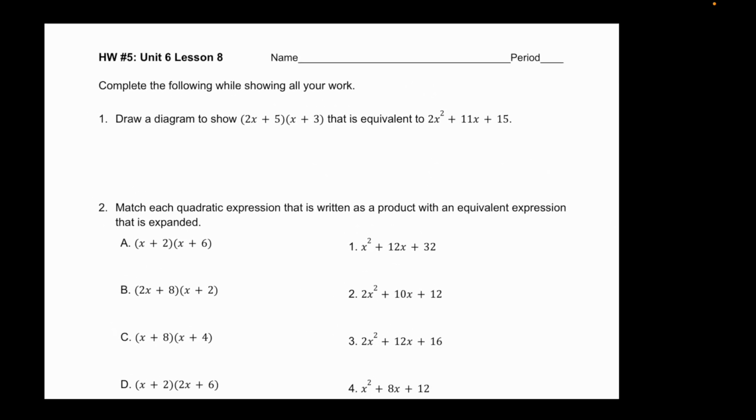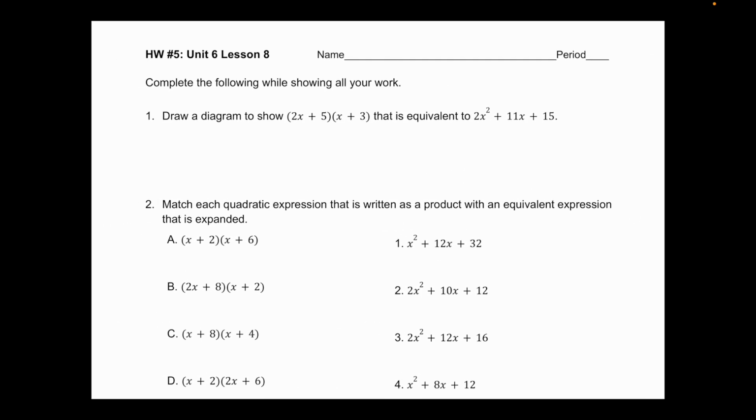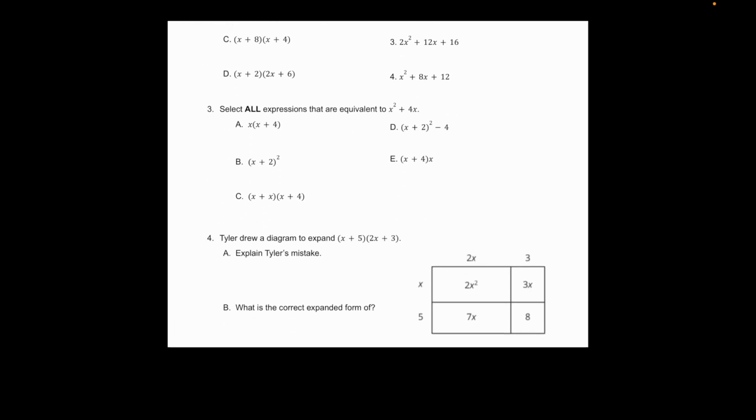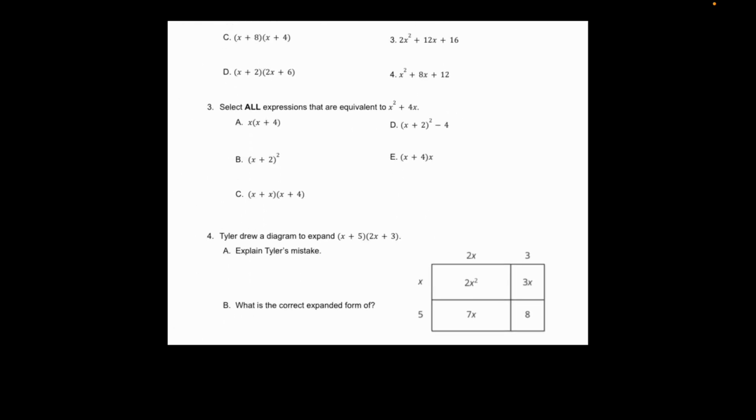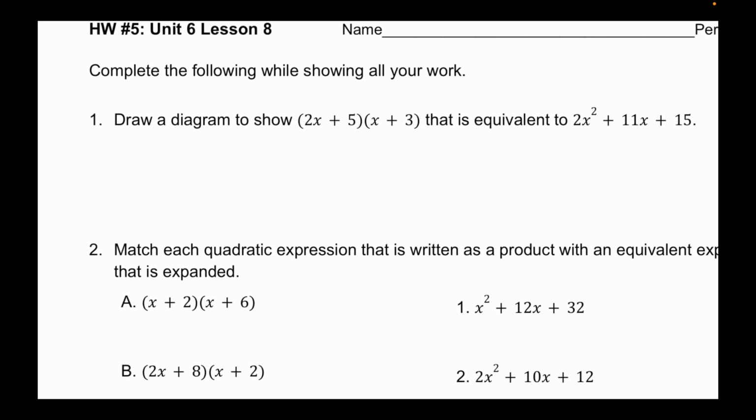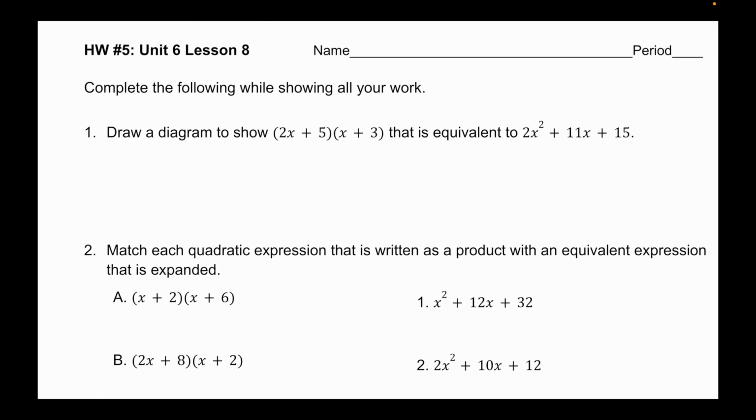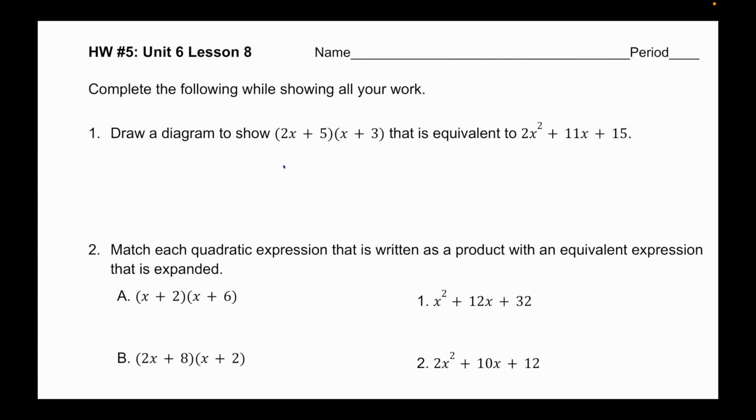So, first off, we're going to start by making a diagram. Draw a diagram to show that the quantity 2x plus 5 times the quantity x plus 3 is equivalent to 2x squared plus 11x plus 15. That's going to look just like this one down here, but a little bit different. We're going to make our own because that one actually has an error in it, and we have to figure out later on what that error is.